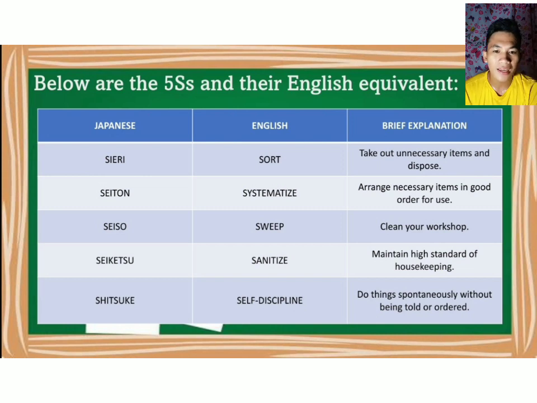So in seiri, take out unnecessary items and dispose. Sort. Seiton, arrange necessary items in good order for use. Systematize. Seiso, sweep, clean your workshop. Seiketsu, sanitize, maintain high standard of housekeeping. Shitsuke, do things spontaneously without being told or ordered. Self-discipline.